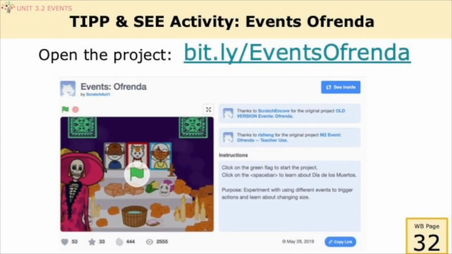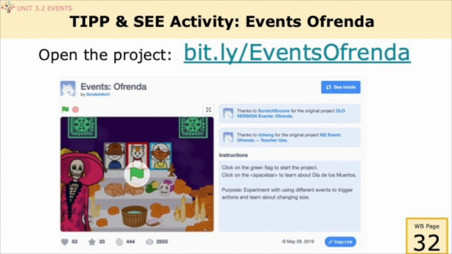And here is our Tip and C project. It is on Ofrenda. Some of you are familiar with an ofrenda. Day of the Dead is usually when the ofrendas are put out in schools, and you usually have the sugar skulls to represent special people in people's lives that have passed away. So we're going to look at the ofrenda.